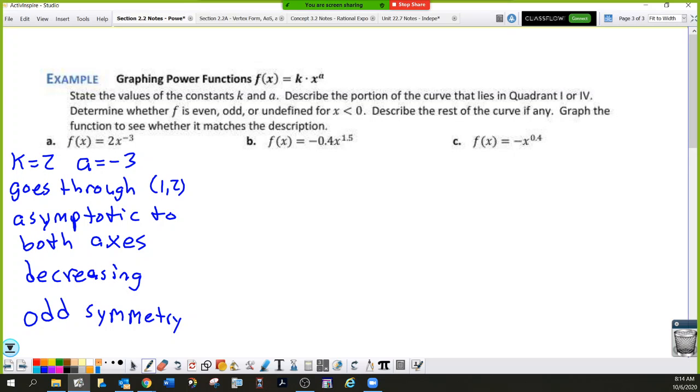Same trick. K, constant variation on the front, negative 0.4. Power, A, 1.5. All power functions go through 1 comma k. I know that's not how you spell that, but I'm running out of space. 1 comma negative 0.4. Okay, let's go see what's up.